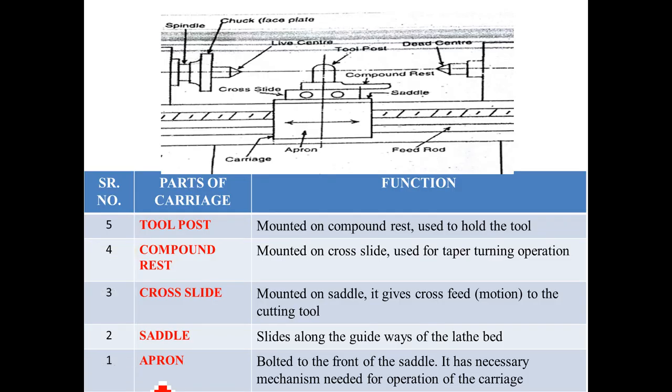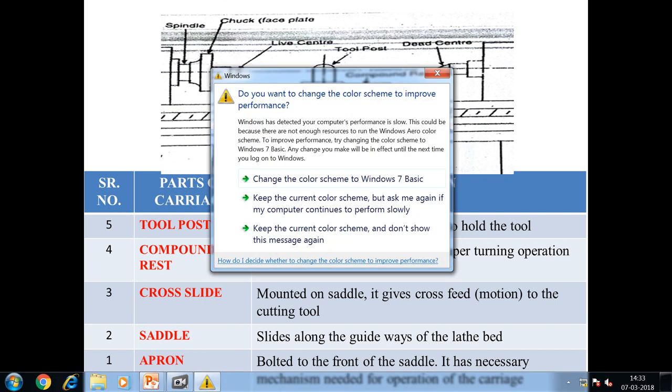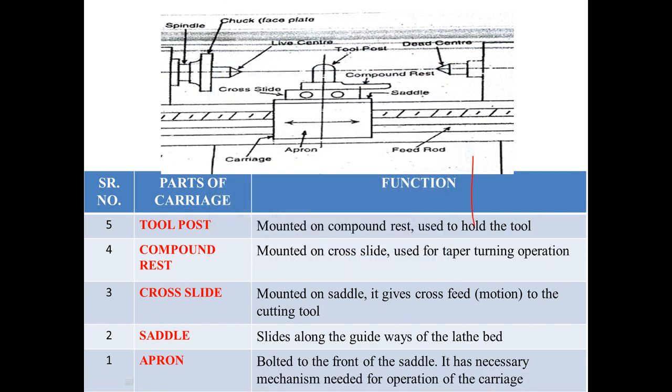Next, the specification of the lathe machine. If you want to purchase a lathe machine, what are the different parameters that you should ask about? Those are the specifications. Basic parts are explained here with the previous diagram, and the functions are summarized, starting from 1 to 5, the parts of the carriage.